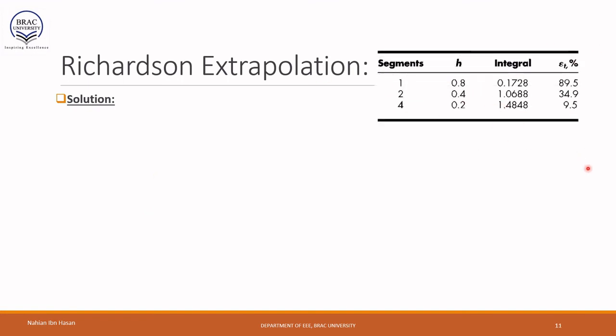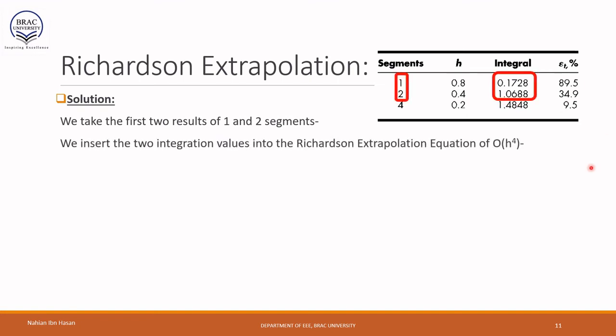So this is the table, the preliminary results. For the first two results, with 1 and 2 segments, I of h1 is 0.8 and h2 is 0.4, and the I of h1 is 0.1728, I of h2 is 1.0688. So if you use these values in the formula, you can calculate a more accurate result of the order of accuracy 4, using Richardson extrapolation.